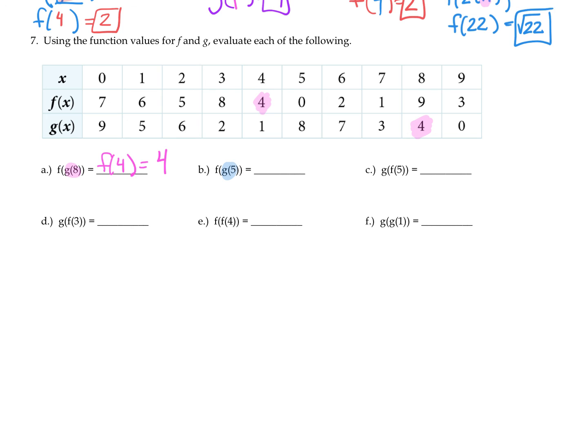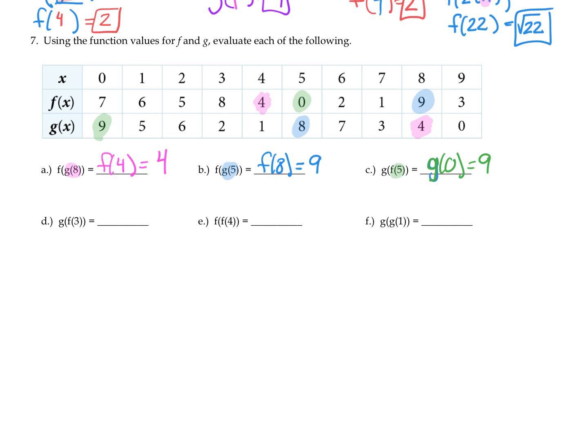All right, if I have g of 5, I'm going to go to where x is 5 and go to my g function, so that would be 8. So I'm going to have f of 8. Now I go to where my x is 8, go to my f function, and my answer would be 9. For c, I'd find f of 5, so I'm going to go to where x is 5 and go to f, which is 0. So now I'm finding g of 0. I go to where x is 0, I go to my g function, and the answer would be 9.